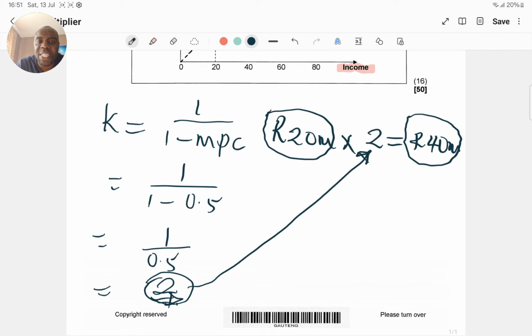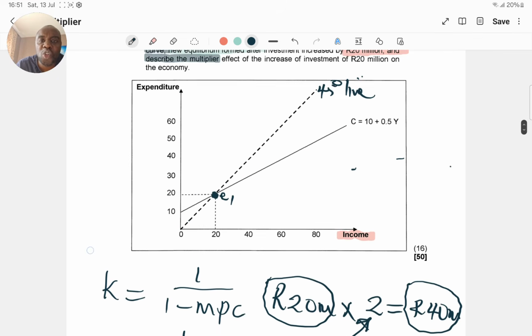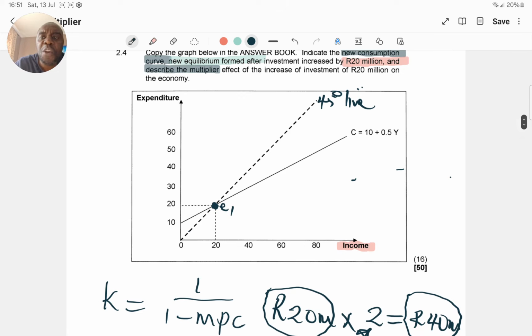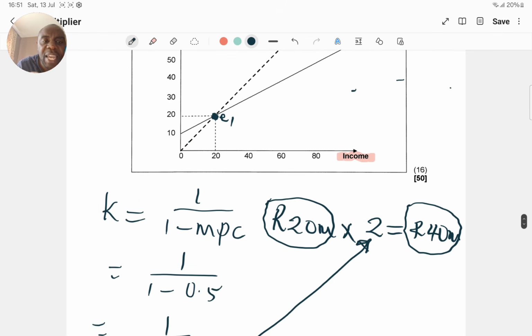So now the next step is to take these numbers and put them on the diagram, because the examiner has asked you to indicate the effect of this 20 million as far as income is concerned. So I've got my 20 million, which is my expenditure, and my 40 million, which is my income. I just need to take these two numbers, put them on the graph and draw the new consumption curve.